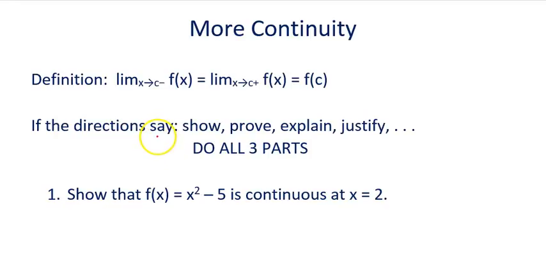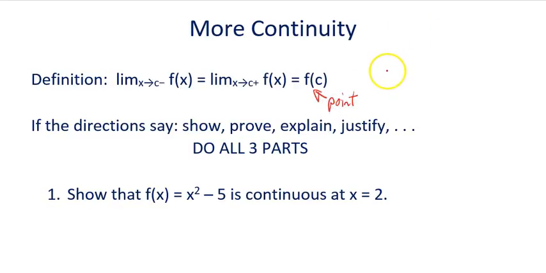This lesson is more on continuity, and this is kind of by itself because we're going to talk about the formal definition. The formal definition has the limit as you approach C from the left equaling the limit as you approach C from the right equaling f of C, which is the point. So some people tend to forget that, so that is the point.